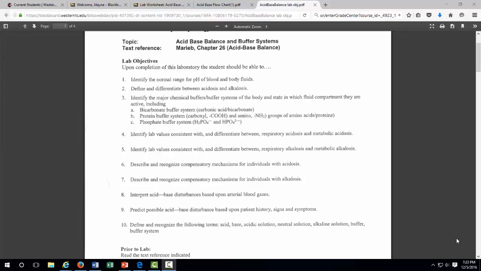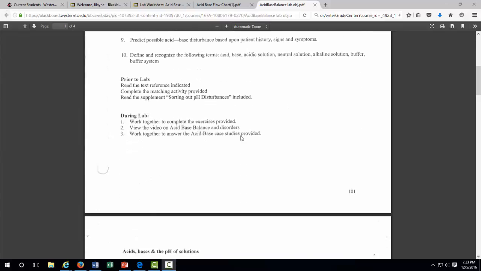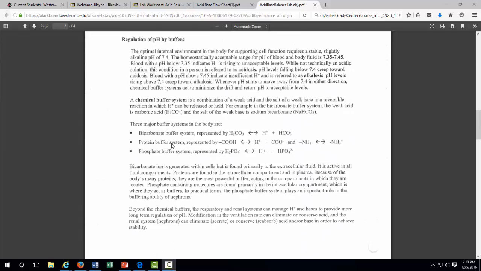So the bicarbonate buffer system is the most popular buffer system in the body as far as being able to respond within seconds of a pH change. That bicarbonate buffer system kicks into gear. So if you go to the next page, page 102, there's the reaction for the bicarbonate buffer system.